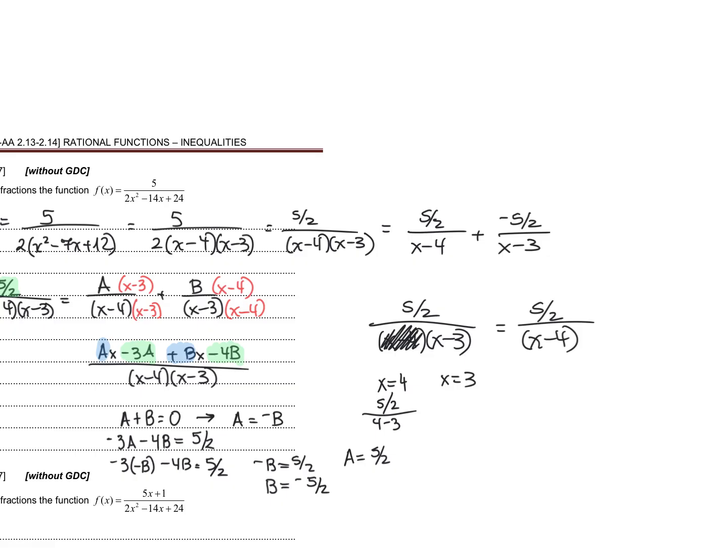If we do, let me not cover that up. So now we're going to cover up this one, and we're going to substitute it in. So 5 over 2 over 3 minus 4, we get negative 5 over 2, and that goes over the thing we covered up. So that's just a really quick way to do it and check it.